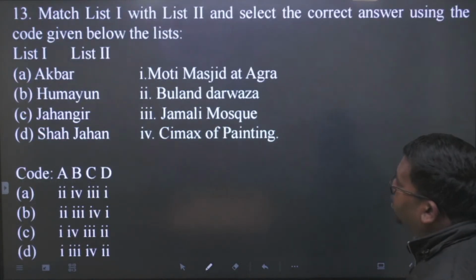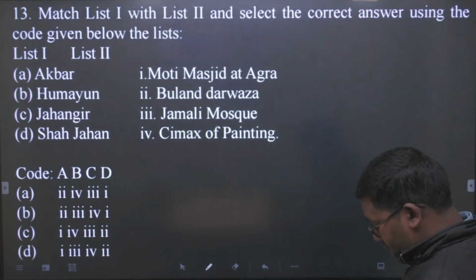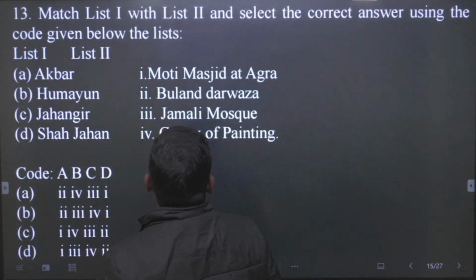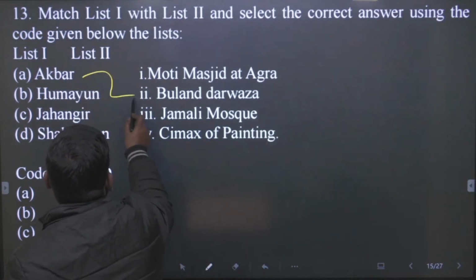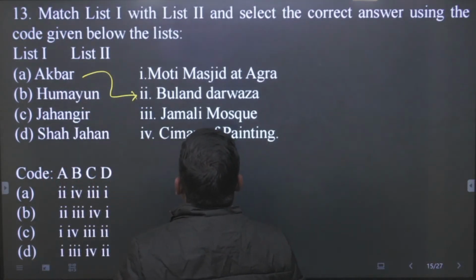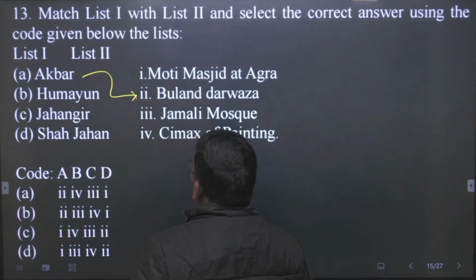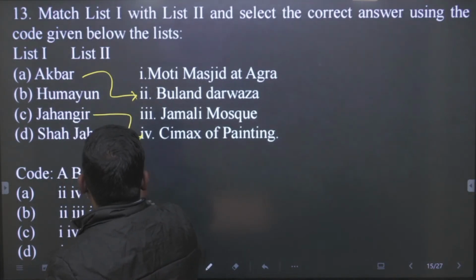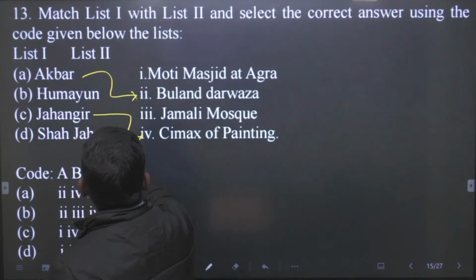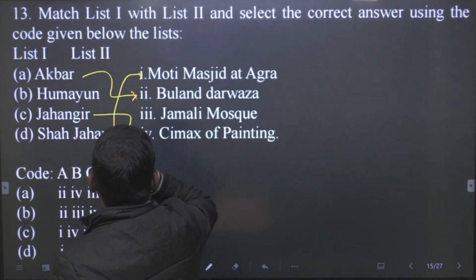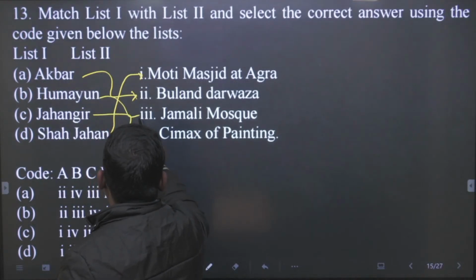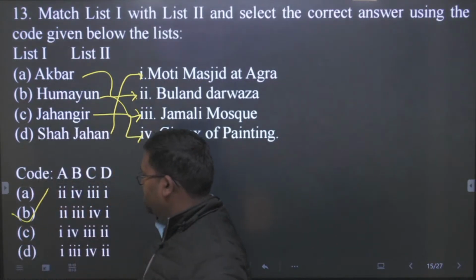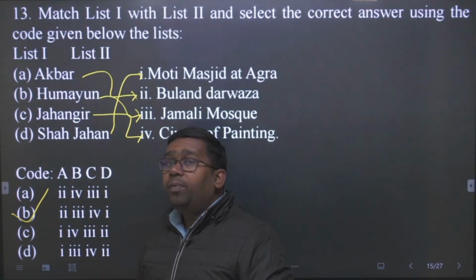Then let us see the other question. We have to match the list and find the answer. So what did Akbar build? Akbar is the one who made the Buland Darwaza. Humayun is the one who made, tell me, what was there in Jahangir's time? Climax of this one. Then the Moti Masjid of Agra was made by Shahjahan. So Humayun will be the one who made the Jamali Mosque. So our answer to this question will be B.